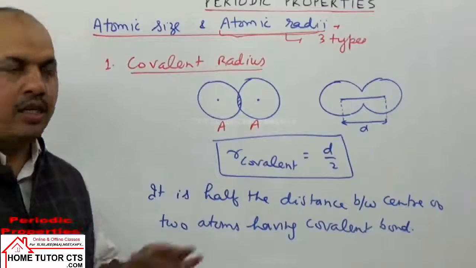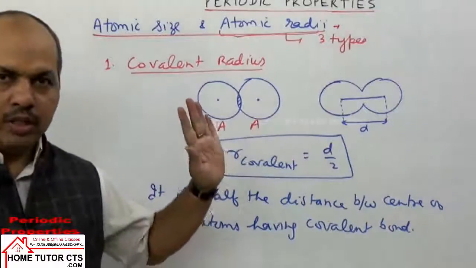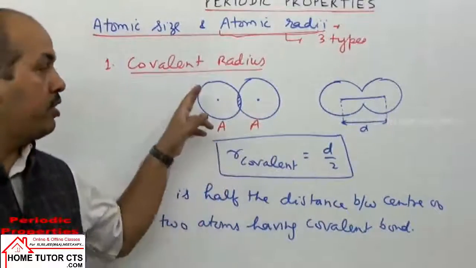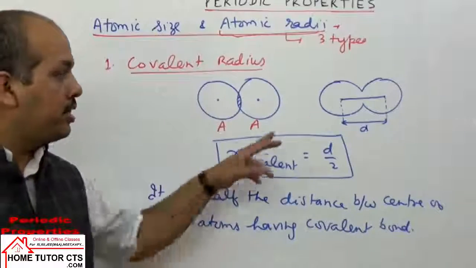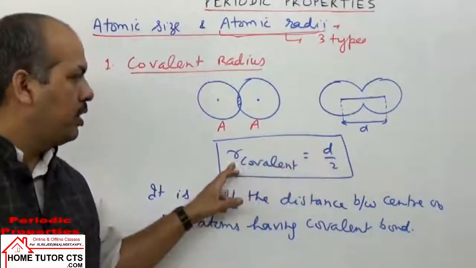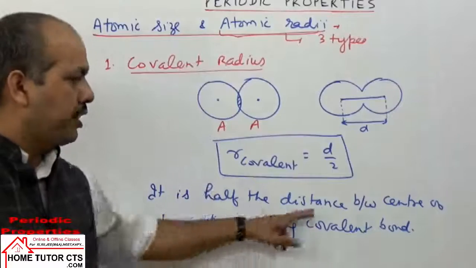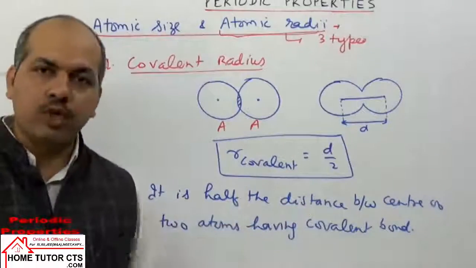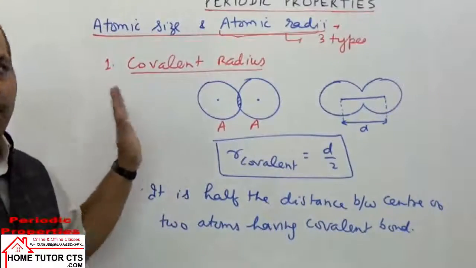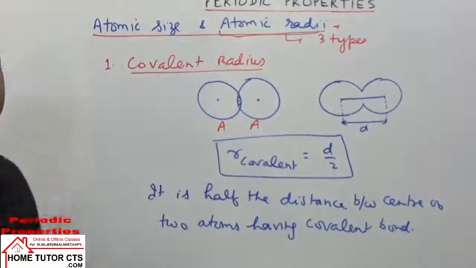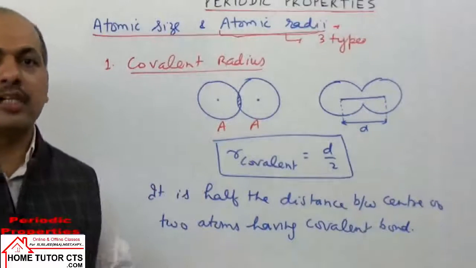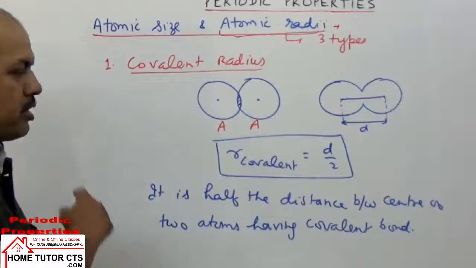I hope it is clear. If a molecule has a covalent bond, the distance between the centers of two atoms is d, divided by 2. So it is half the distance between centers of two atoms having a covalent bond. It is called covalent radius. Are you clear? Now the second radius is called metallic radius or crystal radius. Let us see the next one.